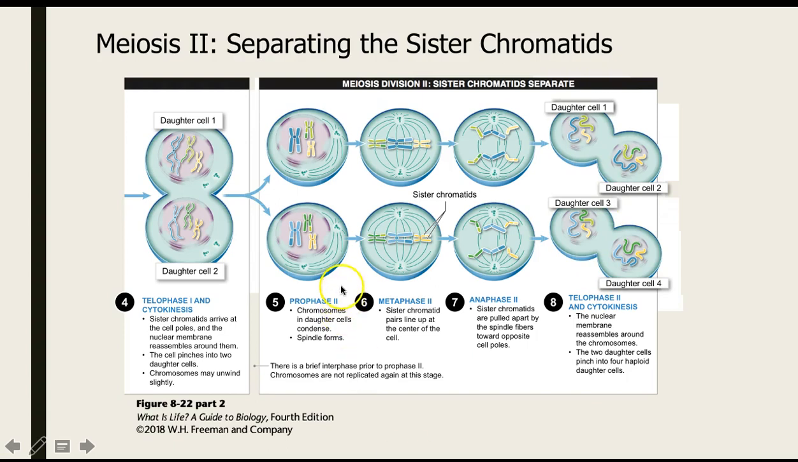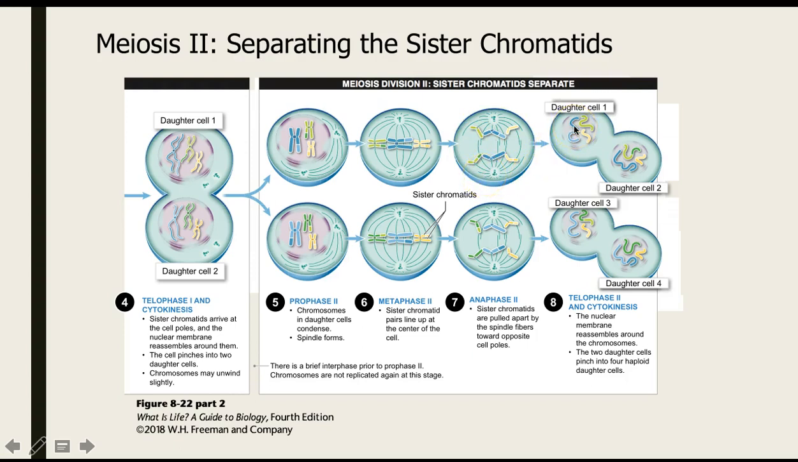All right, so four things happen in prophase 2. The nuclear envelope disappears, the centrioles move to the poles, the spindle fibers form, and we go into the chromosome condensed shape. In metaphase 2 of meiosis 2, the chromosomes line up each in their own equator or metaphase plate. In anaphase 2, we separate those sister chromatids from each other.